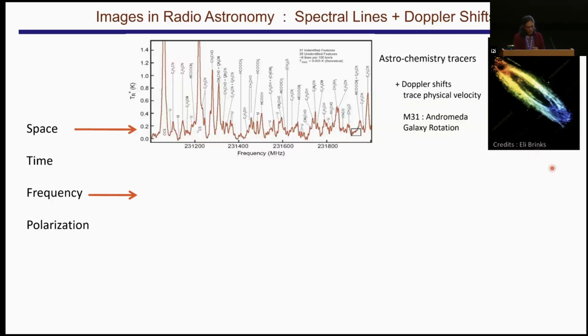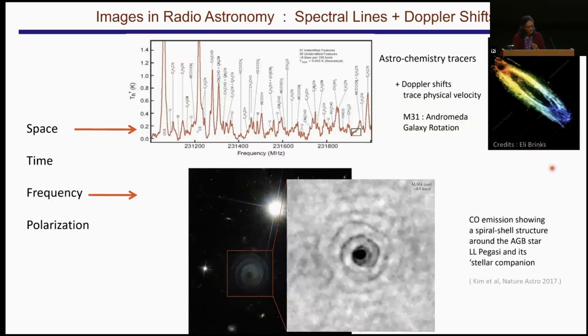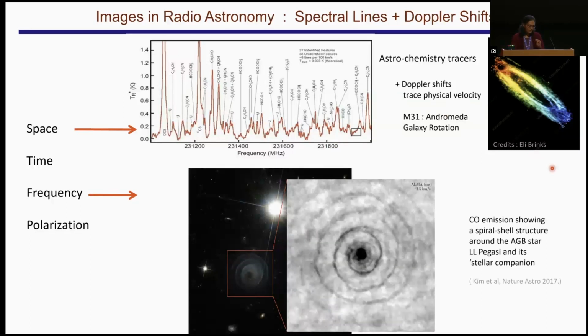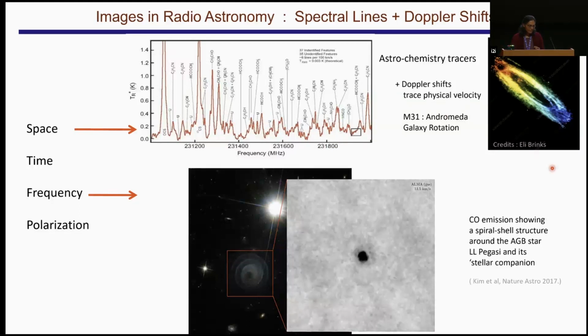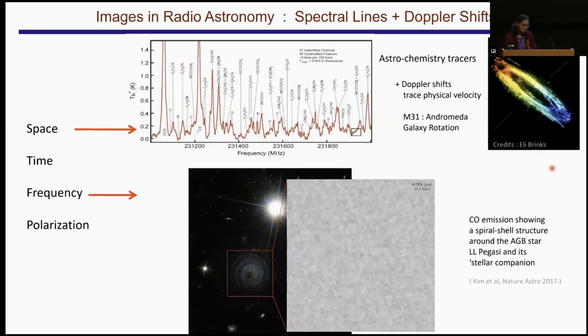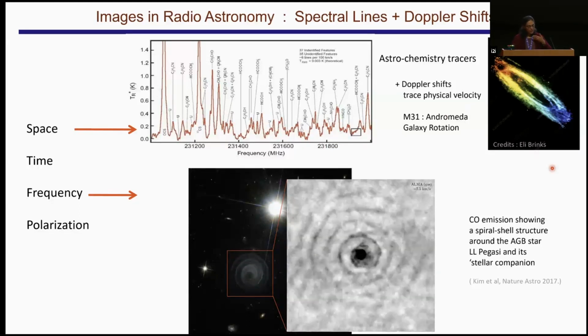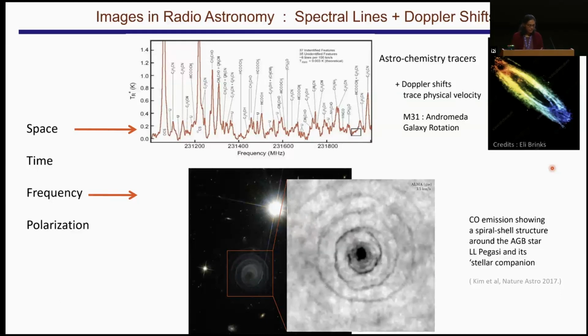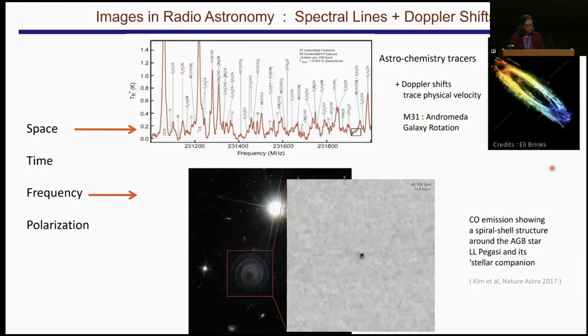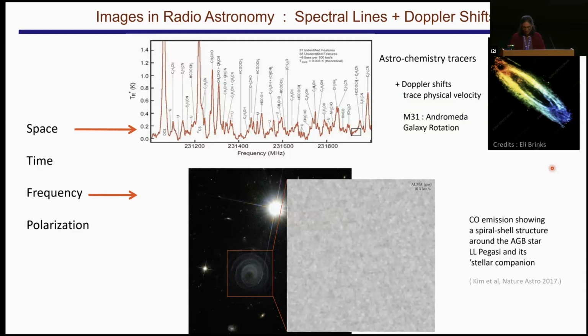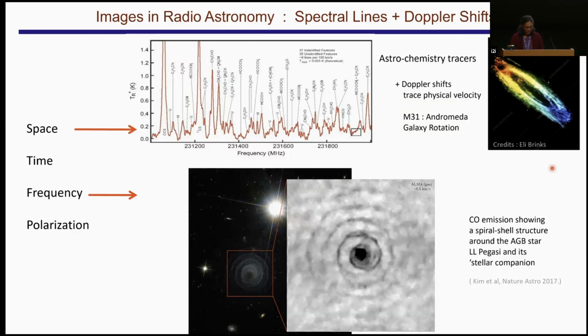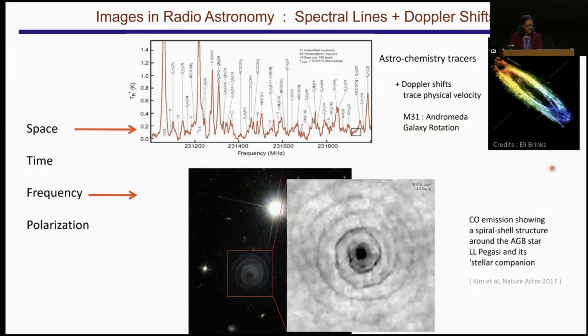Here's another example of using velocities to trace three-dimensional structure. These are CO emission lines, and as a function of velocity, or frequency, you can actually trace it. You can see that it's some kind of a three-dimensional spiral structure around a binary stellar system. You can make these kinds of observations.